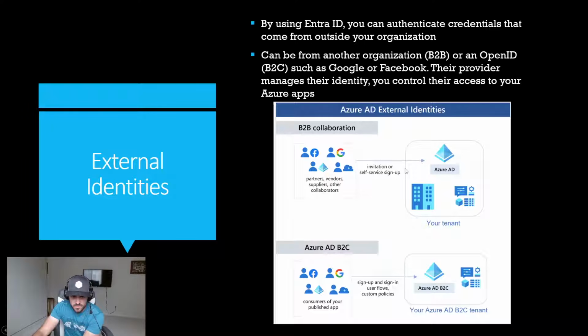So, I'm a visual person. I like pictures. Here's a picture. If we're talking B2B, right? So another organization, that vendor, again, maybe Facebook, maybe Google, maybe just whoever else you're working with, another corporation, whatever.